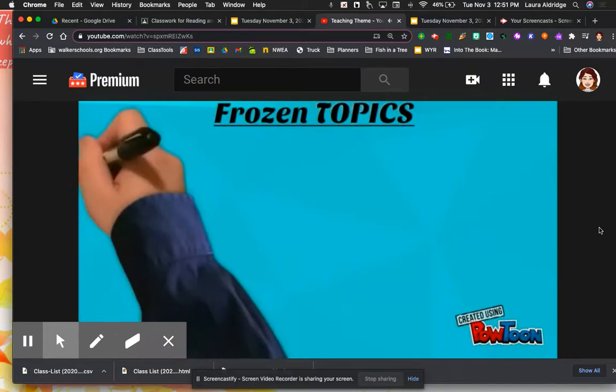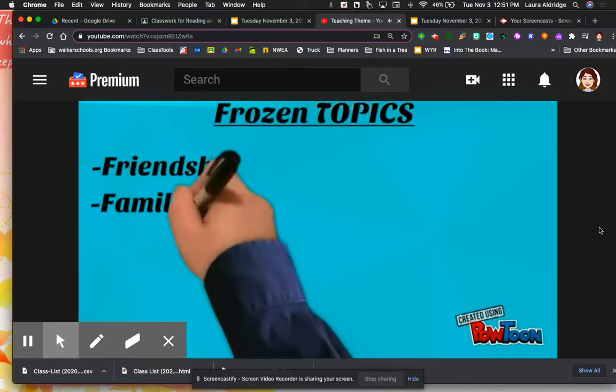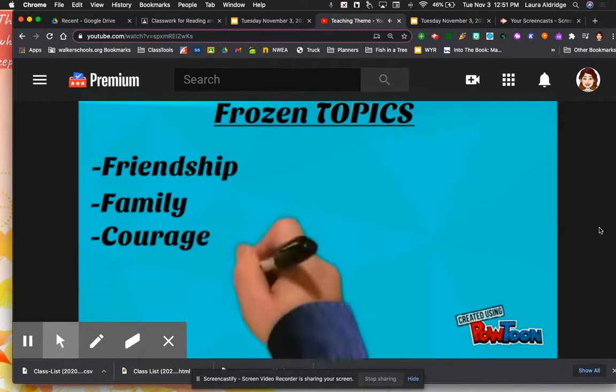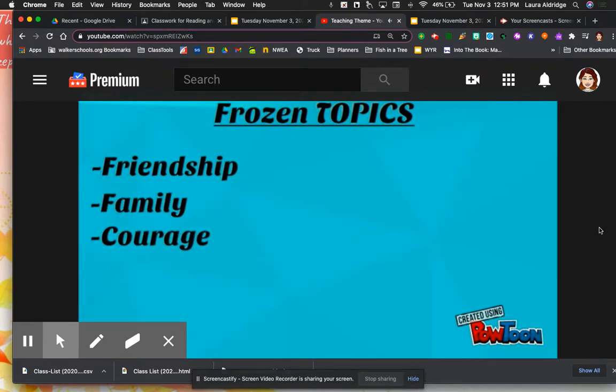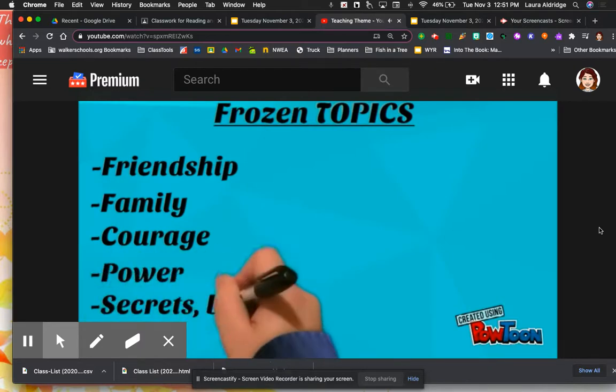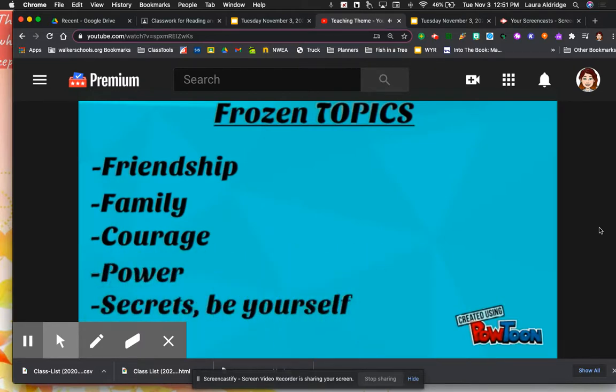Olaf's willing to melt for Anna. Anna and Elsa stick together. Anna fights through the forest to find Elsa. Hans is trying to take over. Elsa doesn't share that she has ice powers. And Kristoff goes back to help Anna.